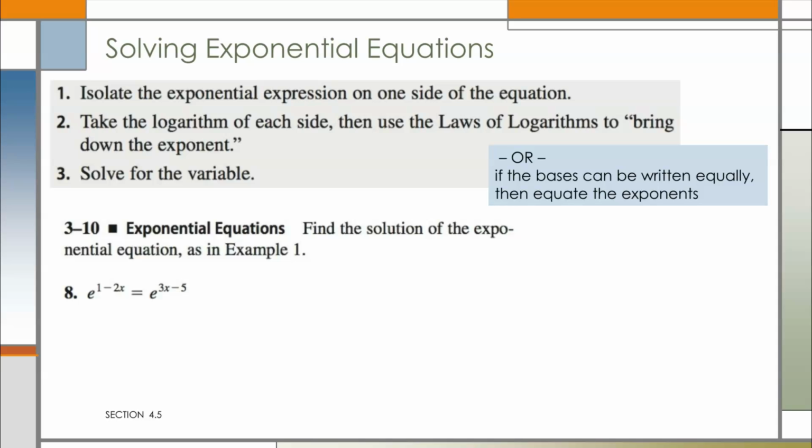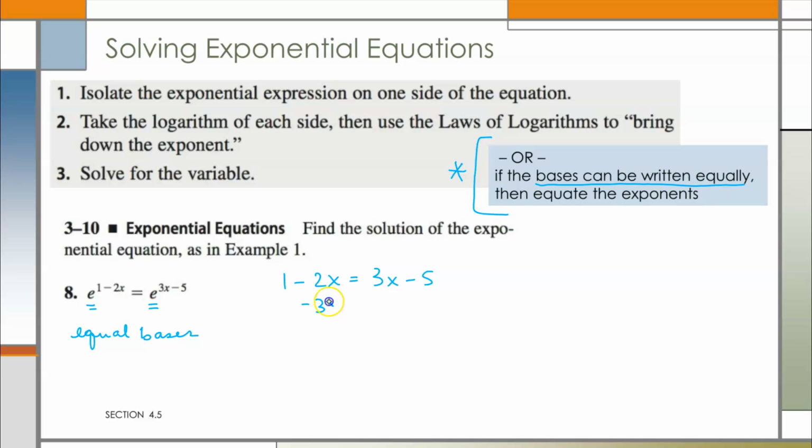Find the solution of the exponential equation. Okay, so once again, we're going to rely on the second method of solving. Why are we relying on the second method of solving? It's because the bases can be written equally. They're already written equally. They're both base e. Because we have equal bases, we can set the exponents equal to one another. 1 minus 2x is equal to 3x minus 5. Okay, so we're ready to solve.